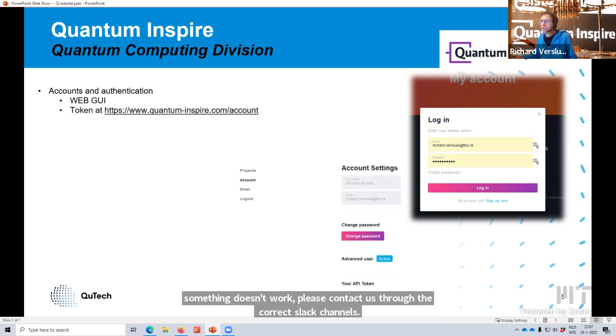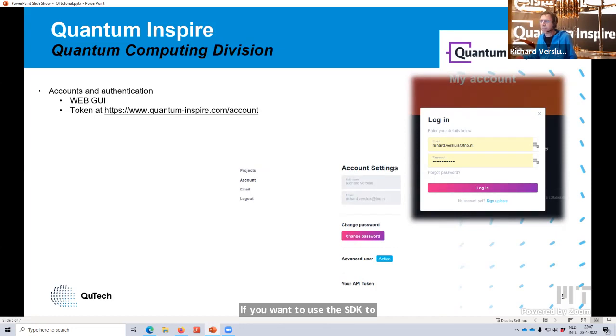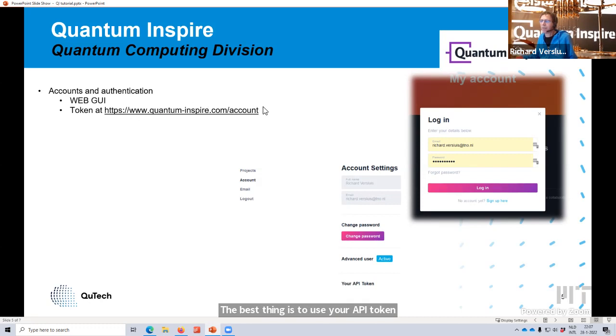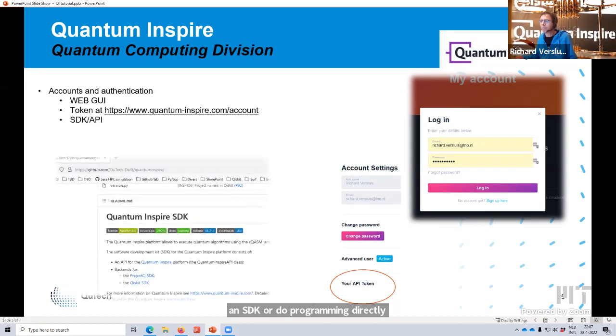If you want to use the SDK to do some more advanced programming, the best thing is to use your API token, and you can find it on the website by going to your account, and there you'll find your API token somewhere here at the bottom, and you can copy it and you can use it locally, and that facilitates the access if you use an SDK or do programming directly through our API.